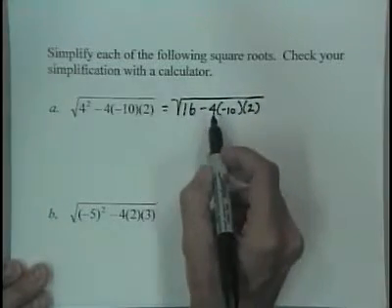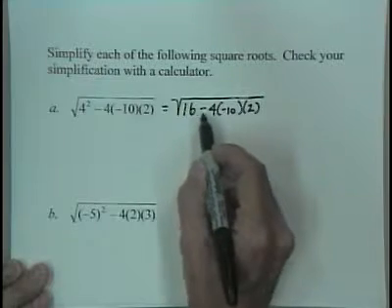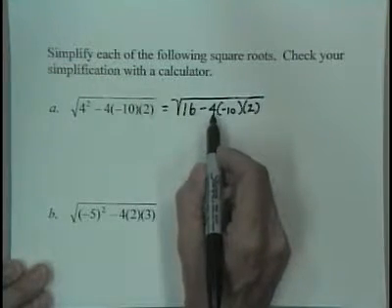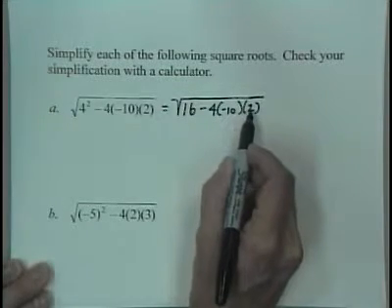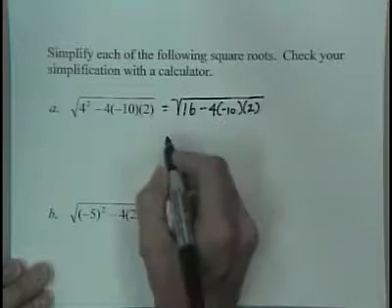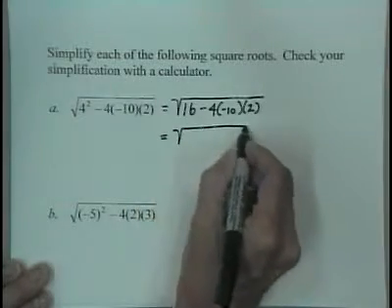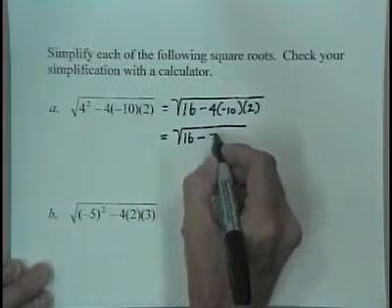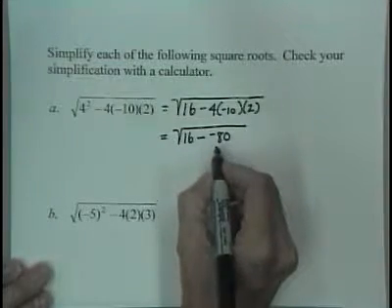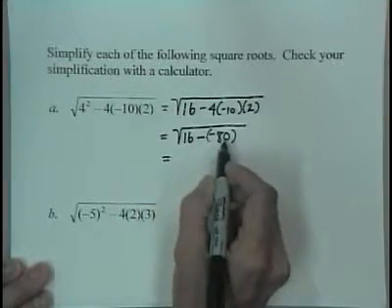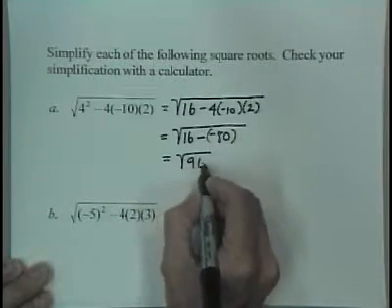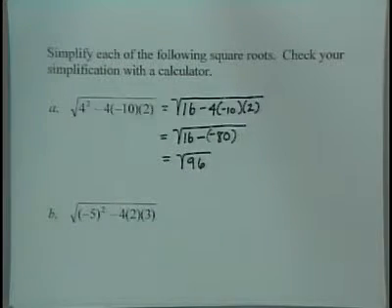Now this is subtraction. I need to do all the multiplication before I can subtract. The multiplication is 4 times negative 10, which is negative 40, times 2, which is negative 80. So this becomes the square root of 16 minus negative 80. That is 16 plus 80, or the square root of 96. Now I need to simplify that using the procedure that we worked with a few minutes ago.